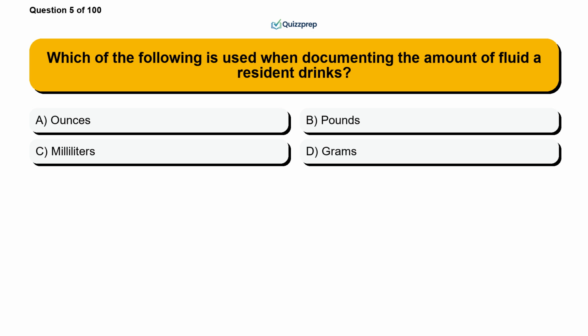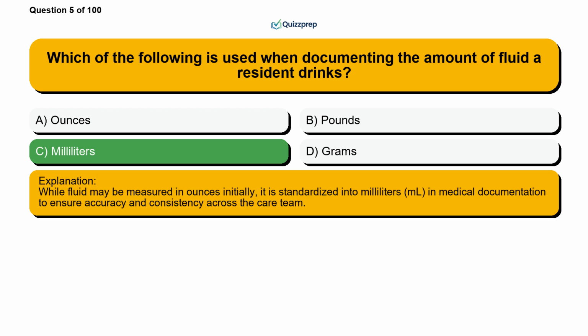Question 5. Which of the following is used when documenting the amount of fluid a resident drinks? Option A. Ounces. Option B. Pounds. Option C. Milliliters. Option D. Grams. The correct answer is option C. Milliliters.